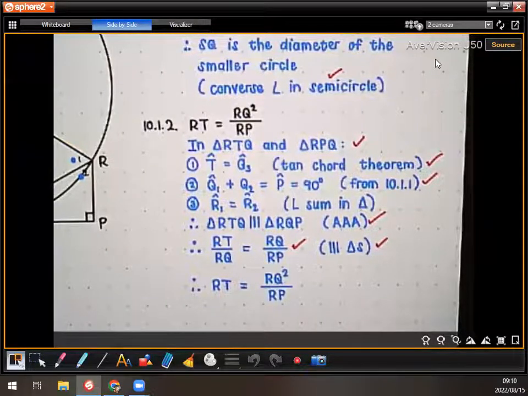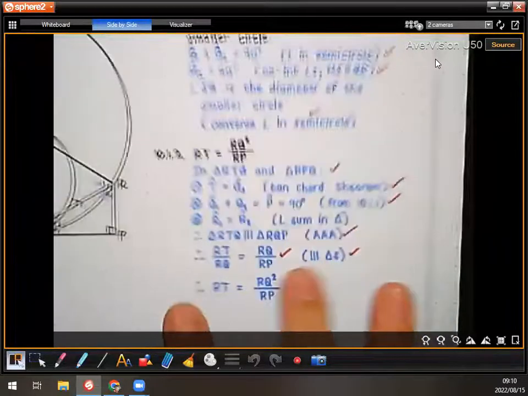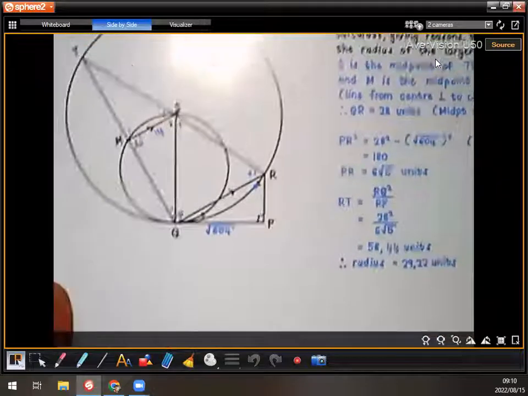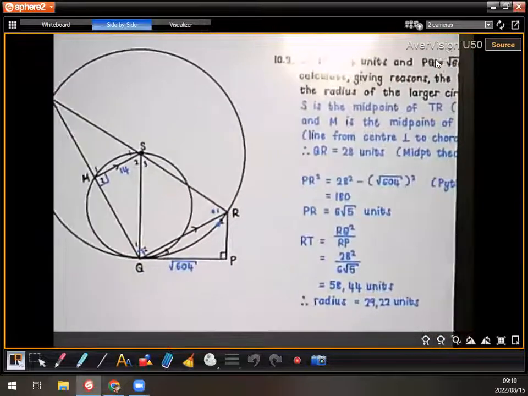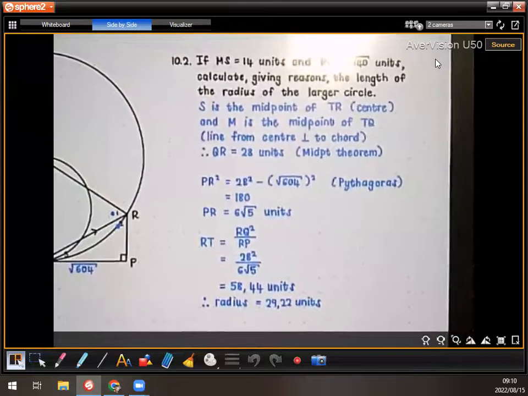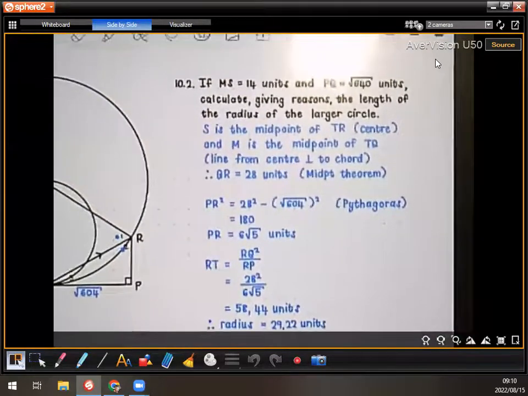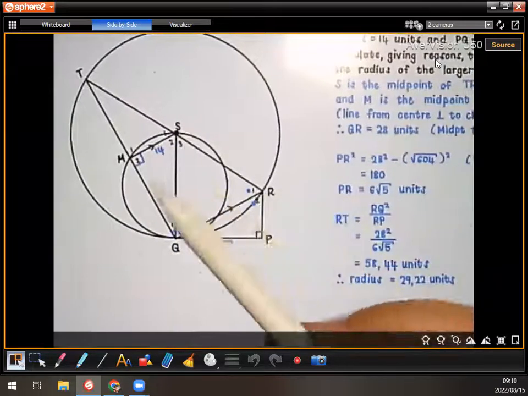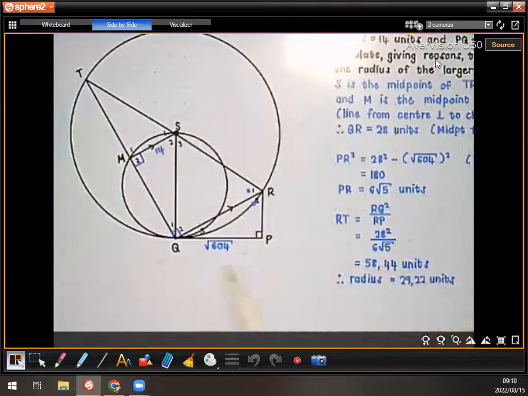Right. Okay, then let me just check what came next. Okay, so 10.2 was the more difficult one, which many of you guys did actually figure out. So I'll just show you here what I wrote. They gave us the length of MH and PQ. So I filled those in. MH was 14 and PQ was the square root of 604.